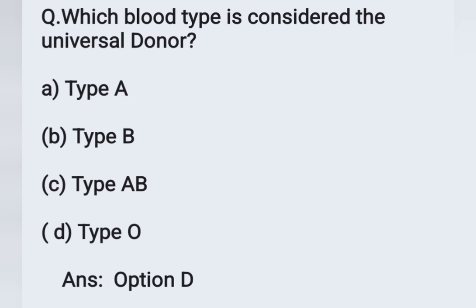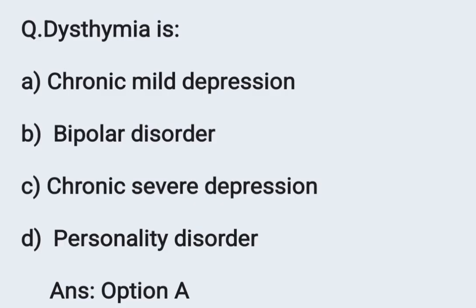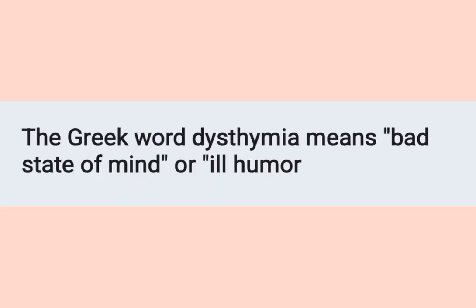And the next question is, dysthymia is. Options. Option A, chronic mild depression. Option B, bipolar disorder. Option C, chronic severe depression. Option D, personality disorder. Here the question is, what is the meaning of the word dysthymia? Dysthymia means it is chronic mild depression. Option A is the correct answer.